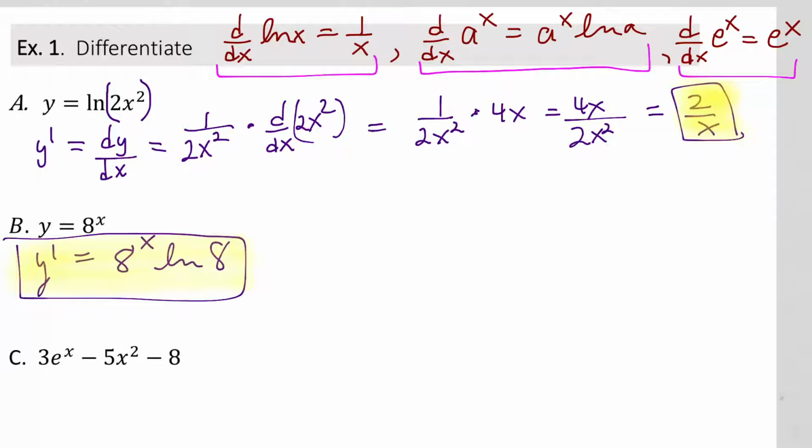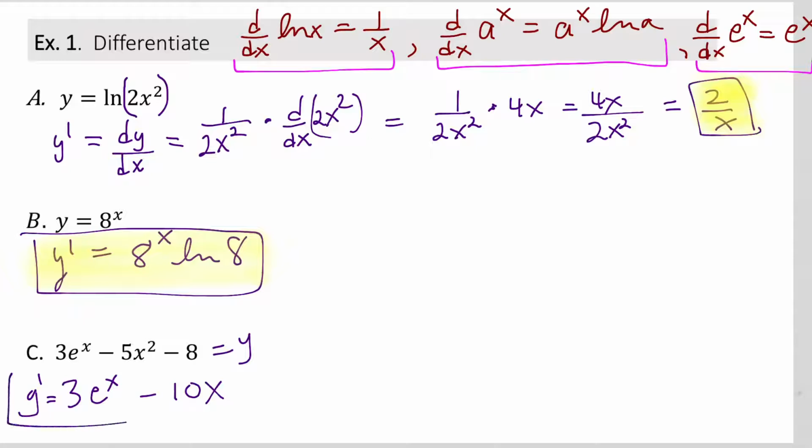And the last one, I'm going to utilize the formula on the right here. So I've got 3 times the derivative of e to the x, which is just e to the x. So we should call this y. This is y prime. And the center term, using the power rule, would be 10x. Derivative of negative 8 would just be 0. So this is our derivative here.